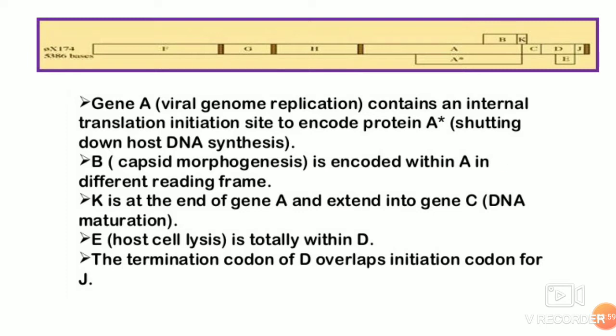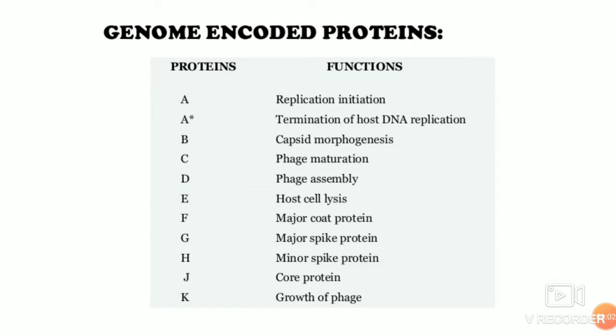So coming to what are the proteins which are coded, if you have an A transcript, that helps in replication initiation. So you will see further when there is replication of DNA, how this A protein, which is very important in replication of genomic DNA, is helping. A star, termination of host DNA replication, and B, its capsid monomer. C codes for a protein which helps in phage maturation. D codes for a protein which helps in phage assembly. E is host cell lysis.